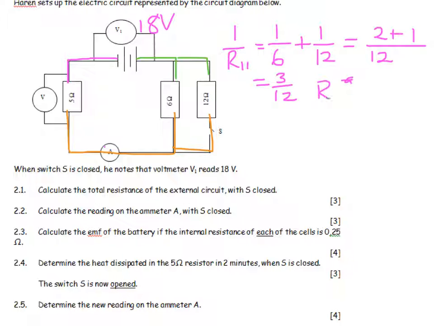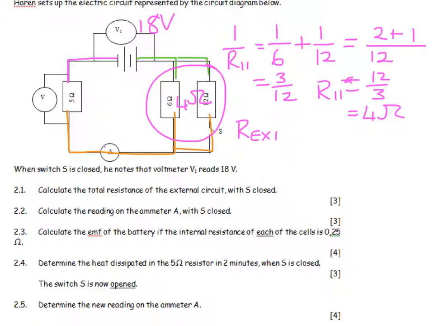I have to find the equivalent resistance of R parallel, and that is equal to 12 divided by 3, which turns out to be 4 ohms. So what I now know is that this system has an equivalent resistance of 4 ohms. The total external resistance is going to be the parallel network plus the series resistor, which is equal to 5, and therefore I get 9 ohms. Calculate the reading on the ammeter when the switch is closed.